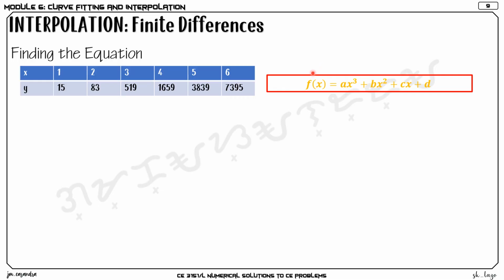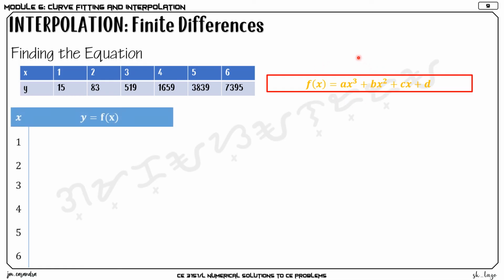So since we have ended on the third delta, therefore, as we have said, the function of x will now be in the third degree. Therefore, in order to solve now for the coefficients a, b, c, and d, we apply the function of x with respect to our values of x.